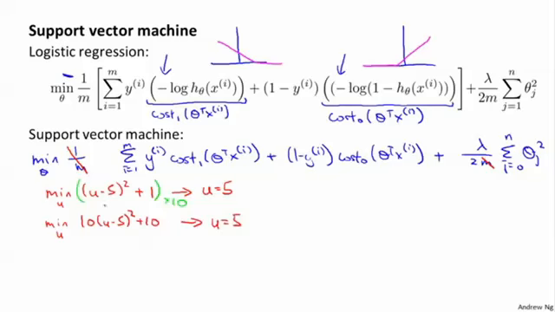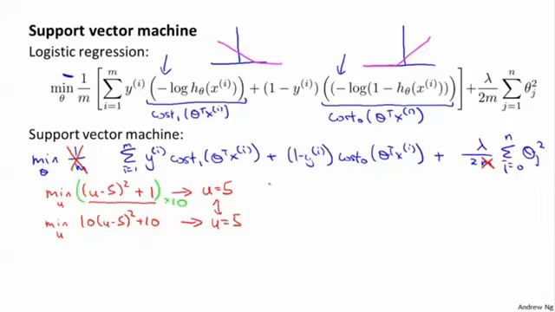So multiplying something that you're minimizing over by some constant, 10 in this case, does not change the value of u that minimizes this function. So in the same way, what I've done by crossing out this m is all I'm doing is multiplying my objective function by some constant m, and it doesn't change the value of theta that achieves the minimum.